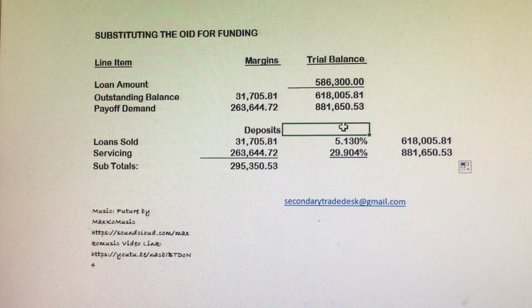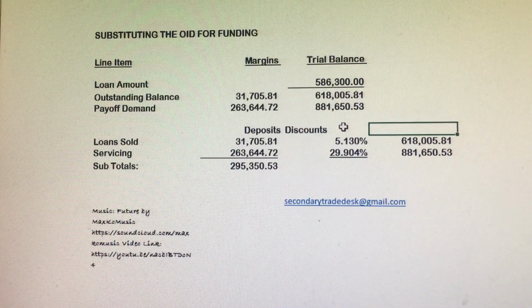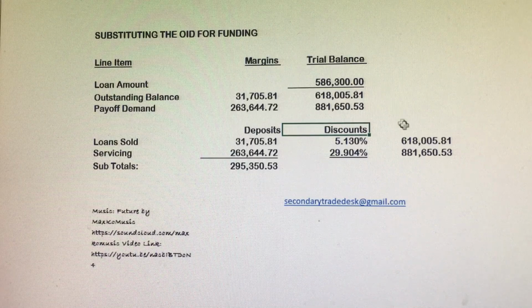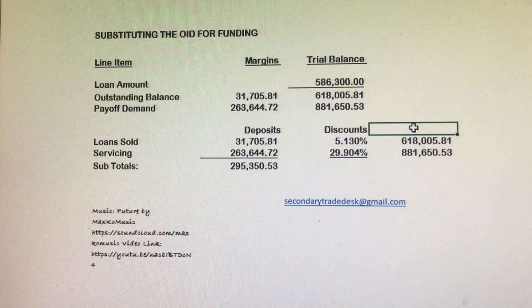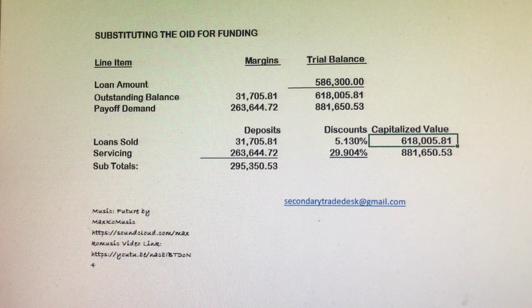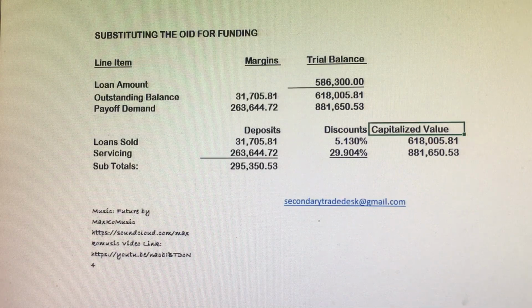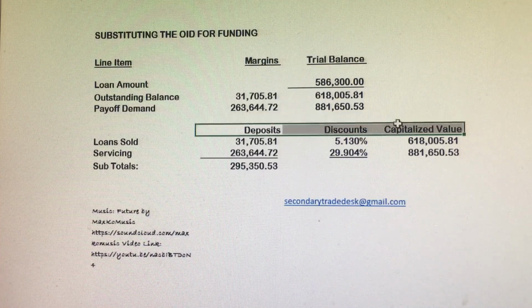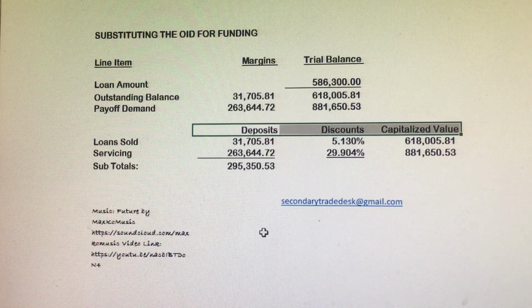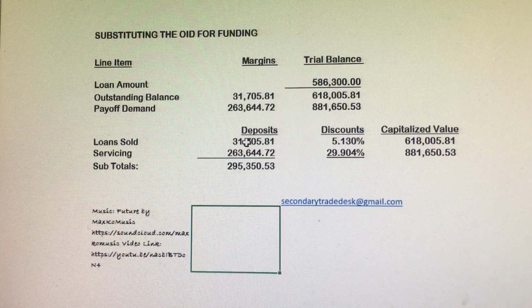These are called discount rates. Some people call it OID. I call it discount rate. And these are the capitalized values. Do I still have your attention? Good. Capitalized value. So in lieu of putting the cash up, someone could have deposited, say, $31,705 and realized a value of $618,005.81.